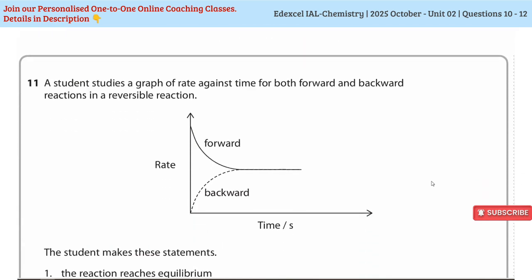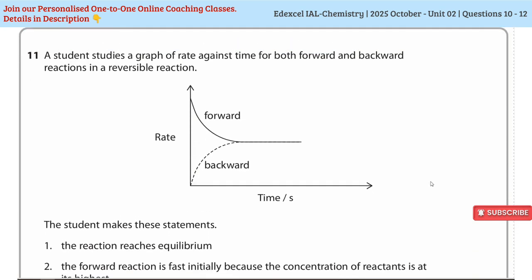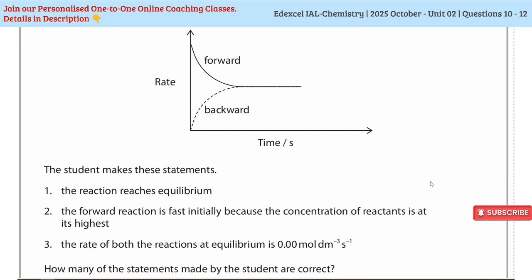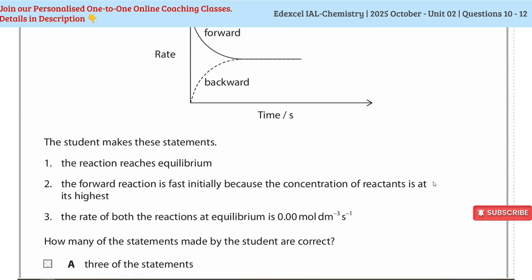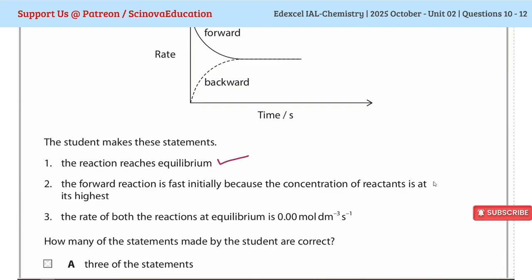Question 11. A student studies a graph of rate against time for both forward and backward reactions in a reversible reaction. The student makes these statements and 3 statements are given. How many statements out of these 3 are correct is the question. First statement, the reaction reaches the equilibrium. Yes. The forward reaction is fast initially because the concentration of reactants is at its highest. Yes, that is also a correct fact.